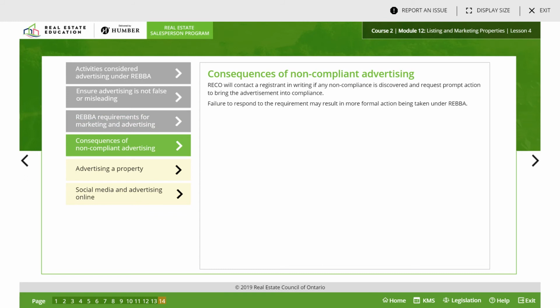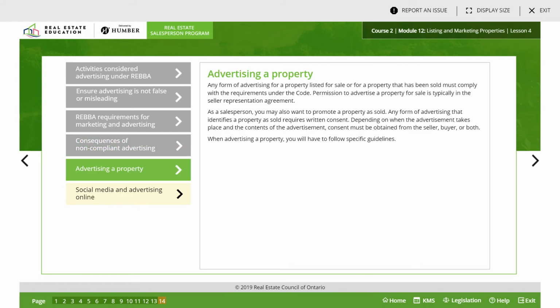RICO will contact the registrant in writing if any non-compliance is discovered and request a prompt action to bring the advertisement in compliance. Failure to respond to the requirement may result in formal action being taken under REBA. Cool. I got that. Hope you got that too.